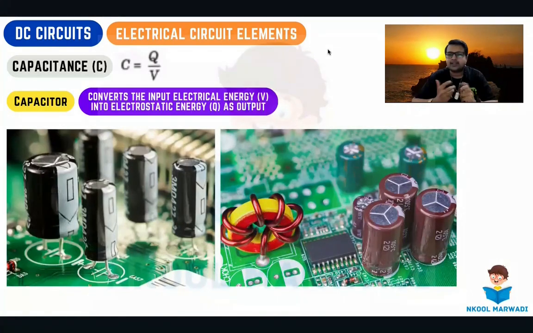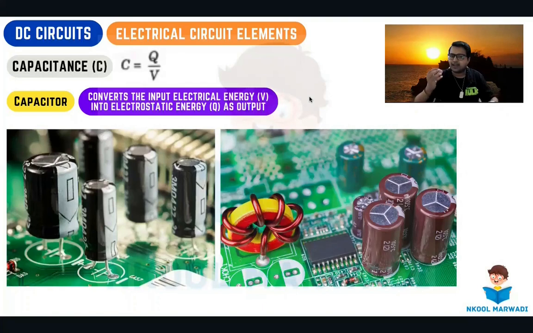So capacitance is an inherent property. Every material has some ability to store charge. If the material has a high capability to store charge, then its capacitance will be very high. And if the ability to store charge is less, then the capacitance of that material will be less. So every material has some capacitance associated with it. It's an inherent property. Now, what is a capacitor?